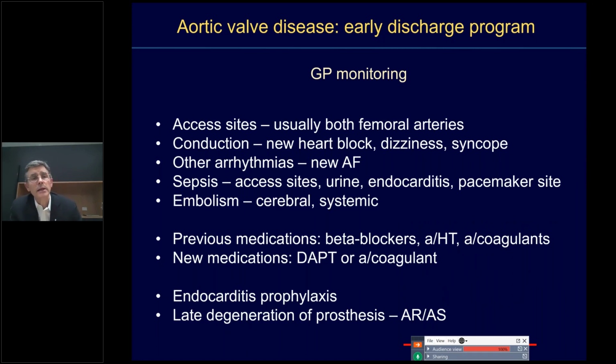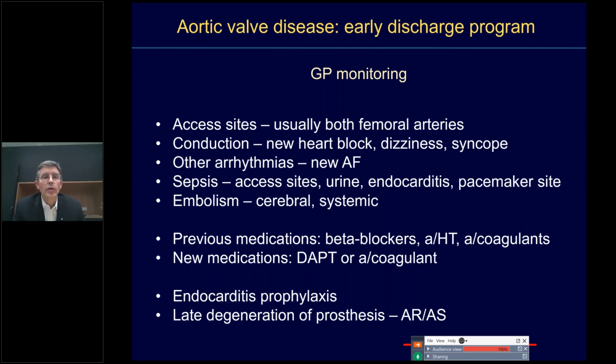And this is my last slide. If you see a patient in the first week or so after a TAVI procedure, these are the things to inquire about, to know about. Do they have any bruising or pain at their access sites? We typically would use the femoral arteries to get access, so usually both sides.